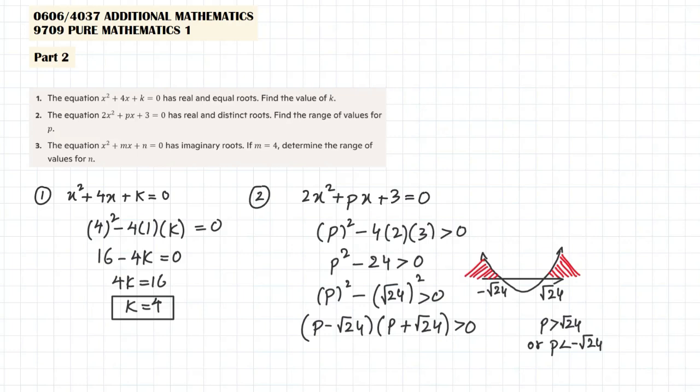You can even give this root 24 as, okay, let me just rewrite the solution. p greater than, since it's 6 times 4, this will be 2 root 6, or, in the simplest surd form, p less than minus 2 root 6. Okay, let me just box this range.